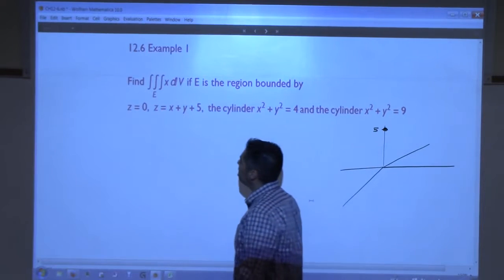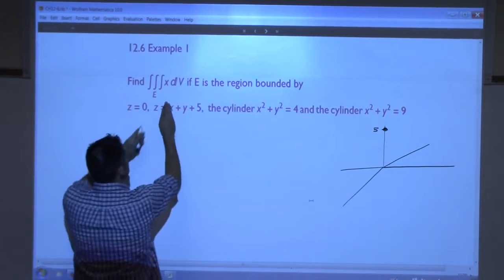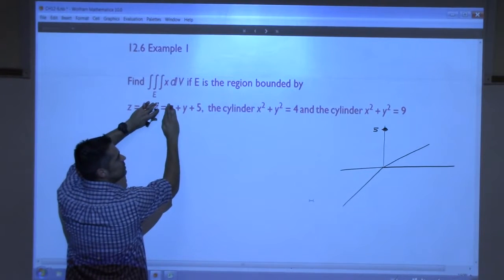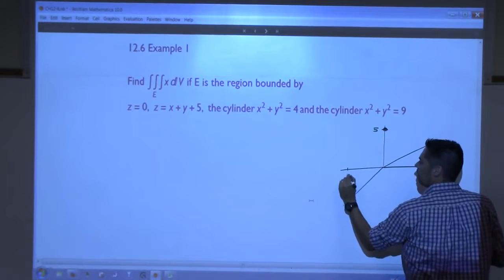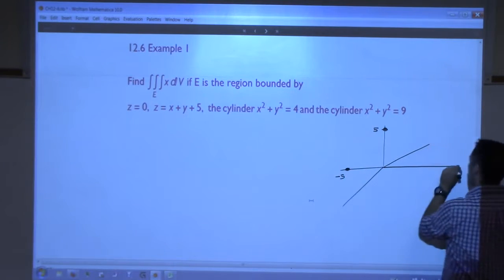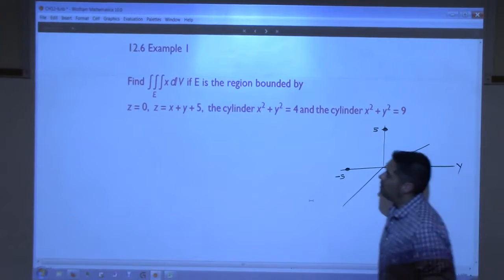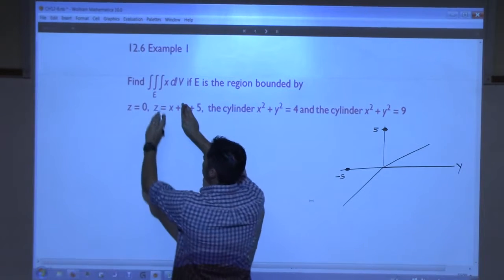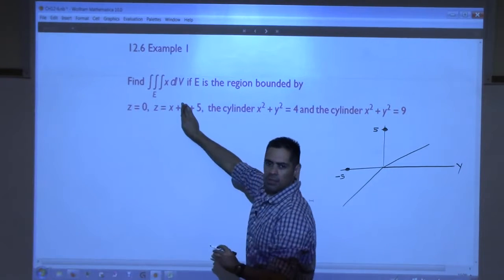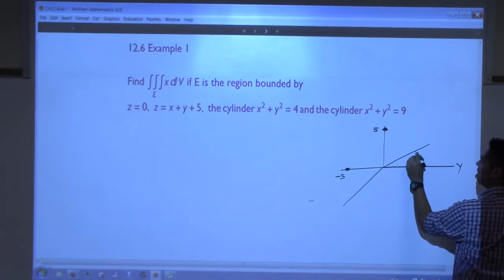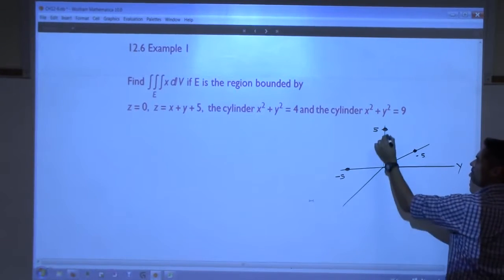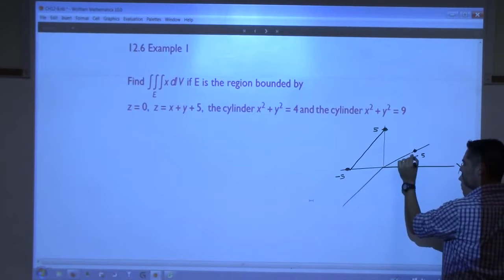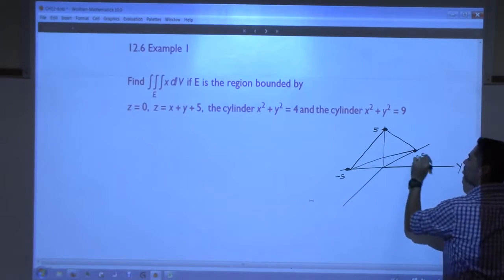If x and z are 0, what's y? Negative 5, which would put me over here. And if y and z are 0, x is negative 5, which would put me back here. So if I connect these together, I have this plane, right?